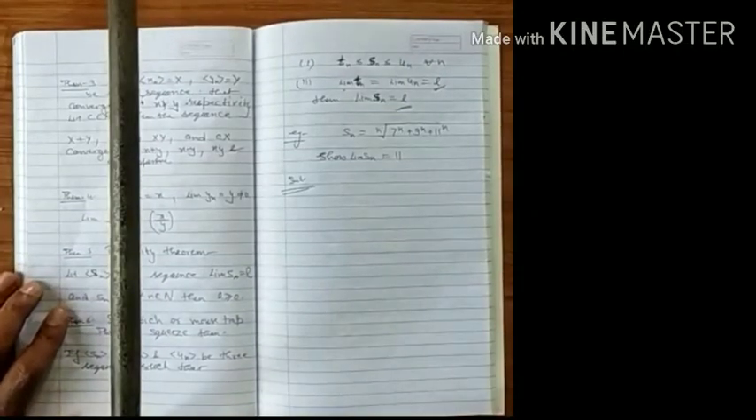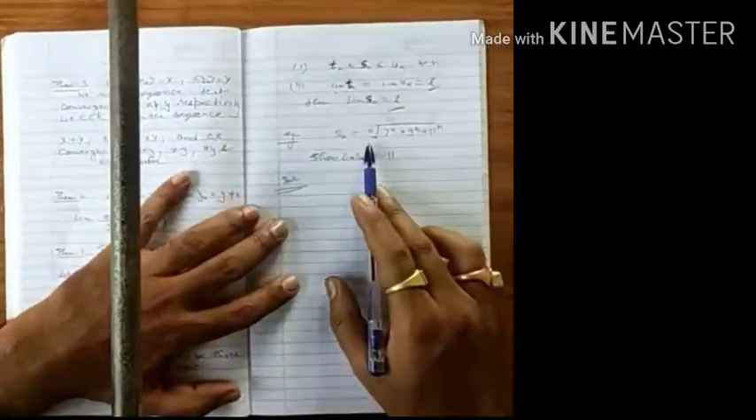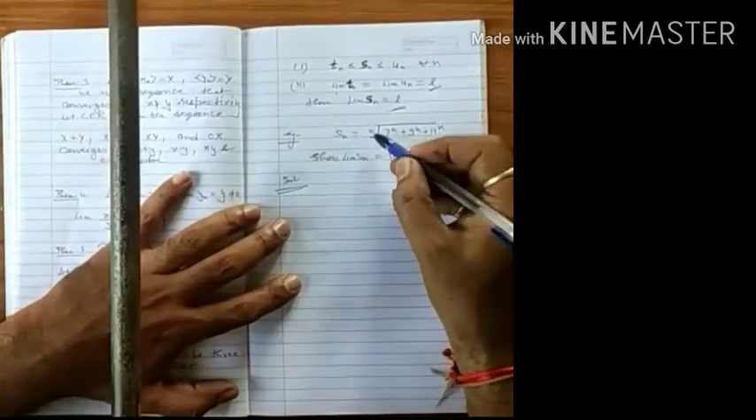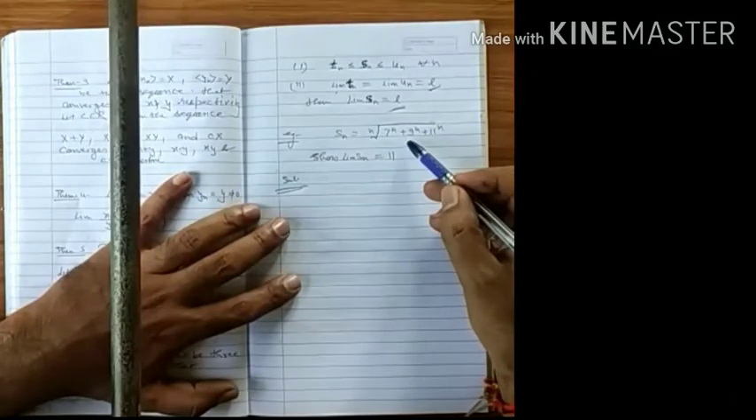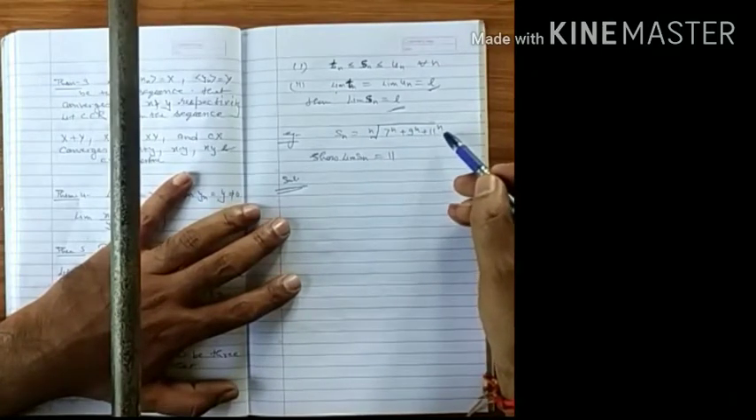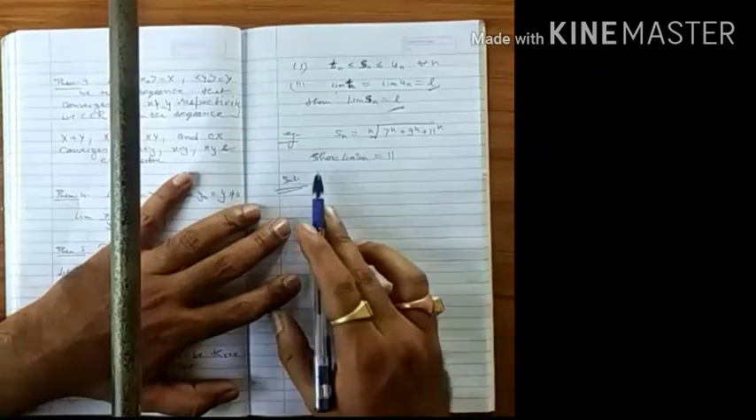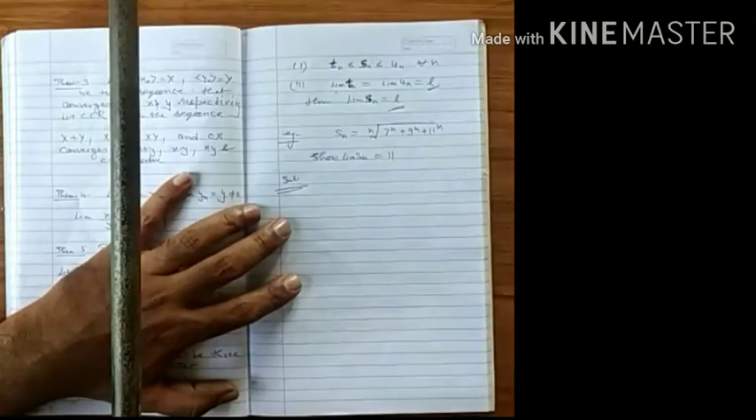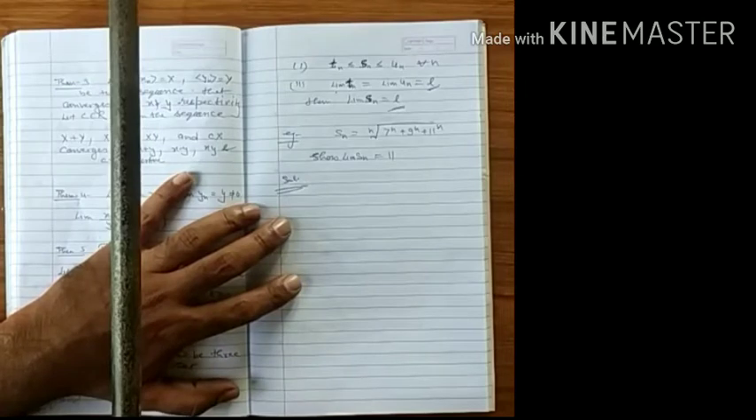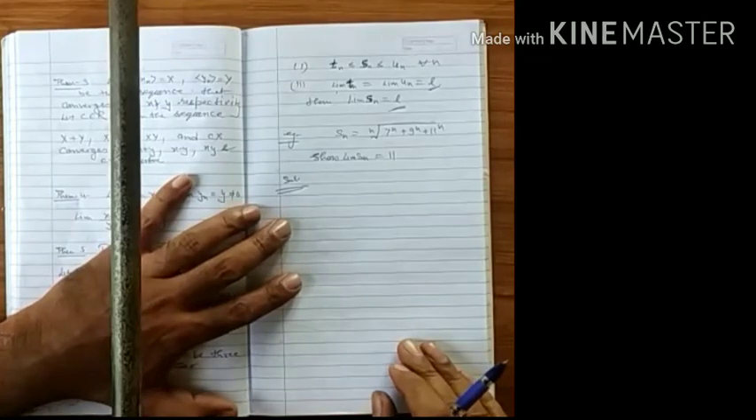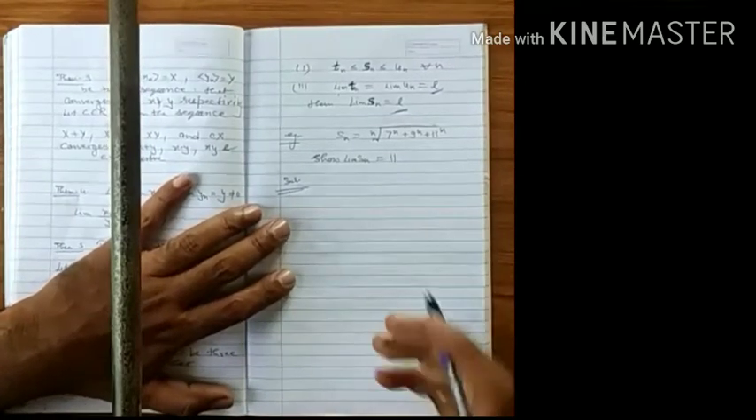So now we take the example of Sn. If Sn is the nth root of 7 raised to the power n plus 9 raised to the power n plus 11 raised to the power n, then find the limit of Sn, which is 11. So how to solve this example? We use the sandwich theorem. And how to use the sandwich theorem?